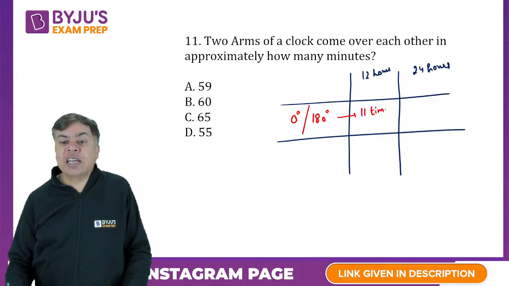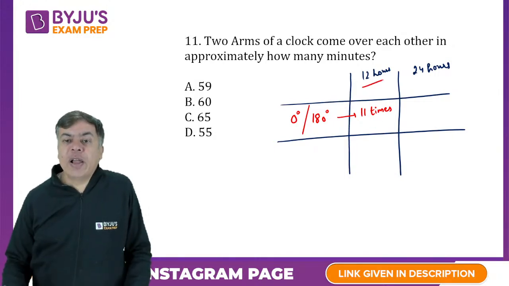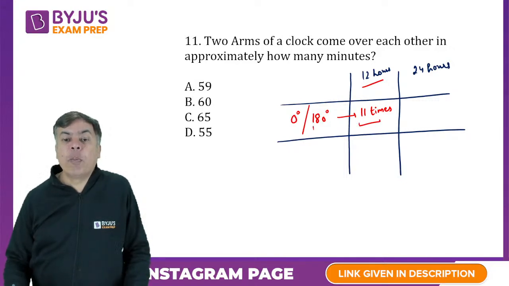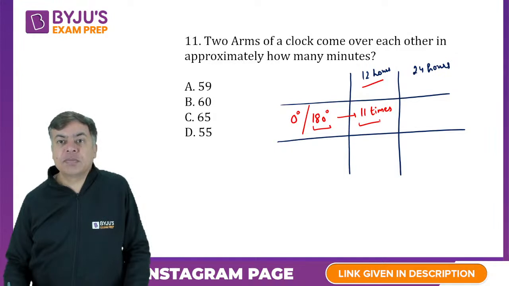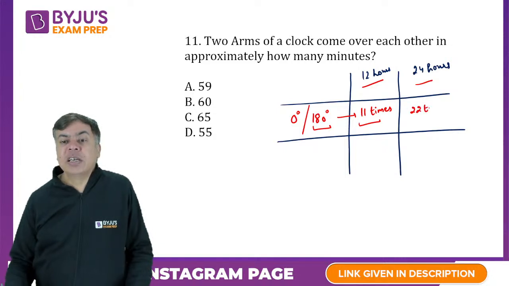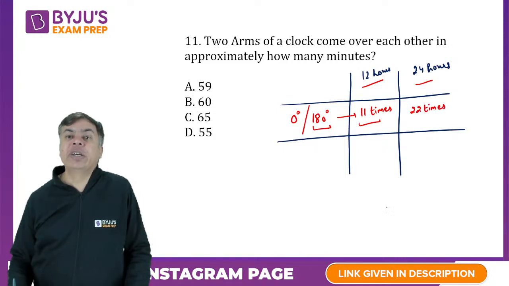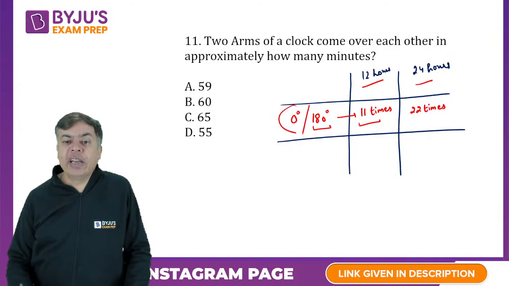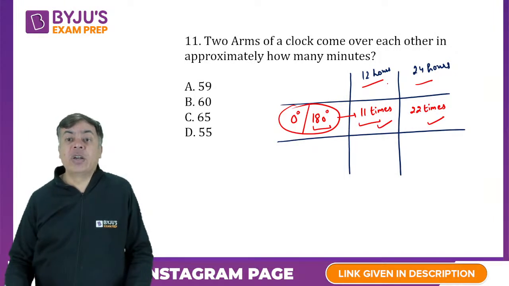You can make this chart. ये जरूरी है. This is one of the common questions. In 12 hours they will overlap 11 times and they will be opposite to each other also 11 times. In 24 hours they will meet 22 times and they will be opposite to each other 22 times. That is 0 degree and 180 degree 11 times and 22 times respectively in 12 hours or 24 hours.